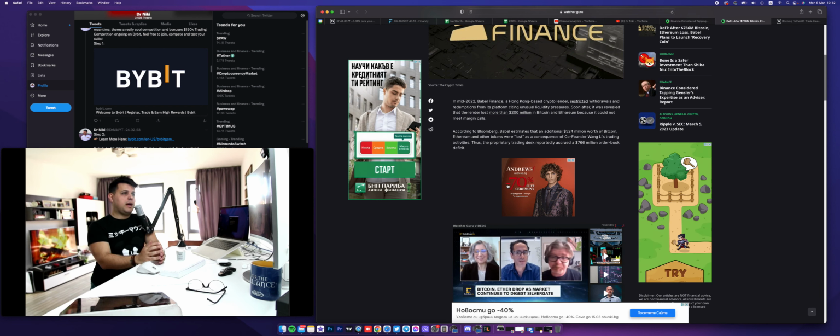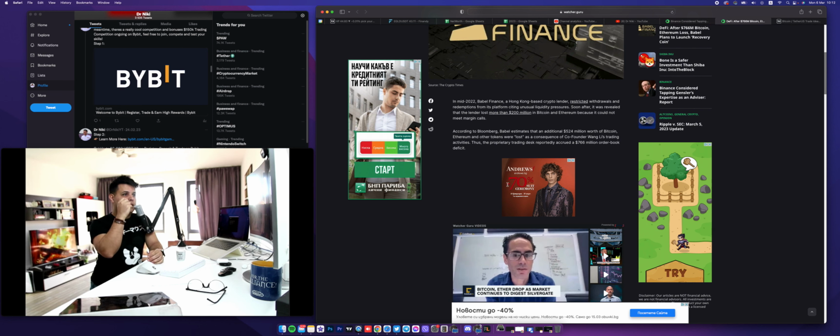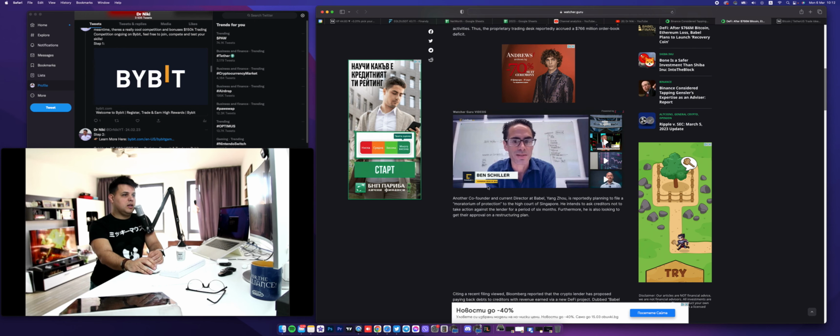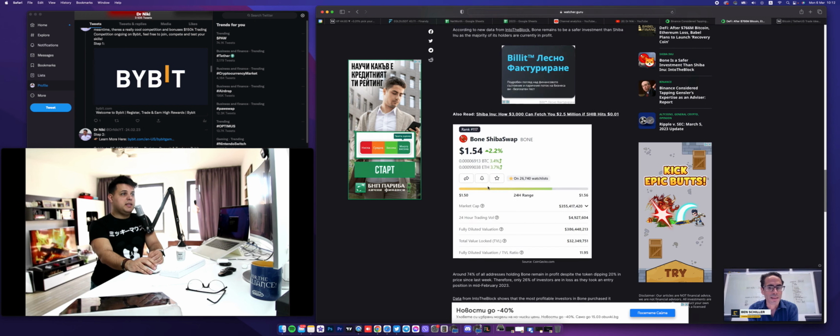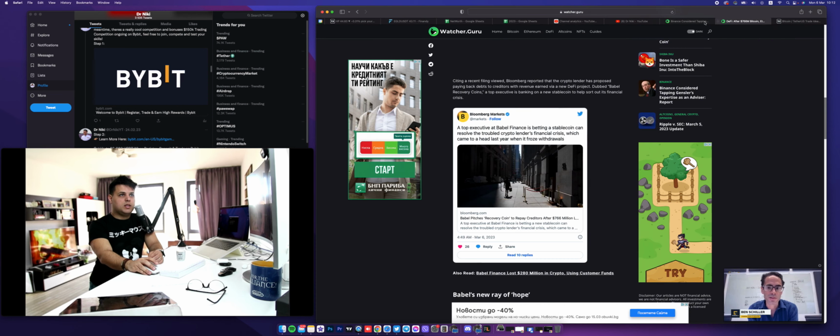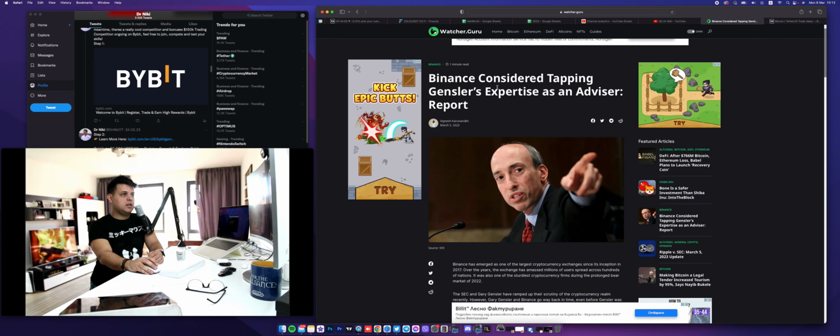According to Bloomberg, Babel estimated that an additional 524 million worth of Bitcoin, Ethereum, and other tokens were lost as a consequence of its trading activities. Basically, young traders that have no idea what they're doing are trying their luck in the markets. Binance, on the other hand, which seems to kind of know what they're doing, it was a weird play what they did with FTX, considering they're a little bit guilty.